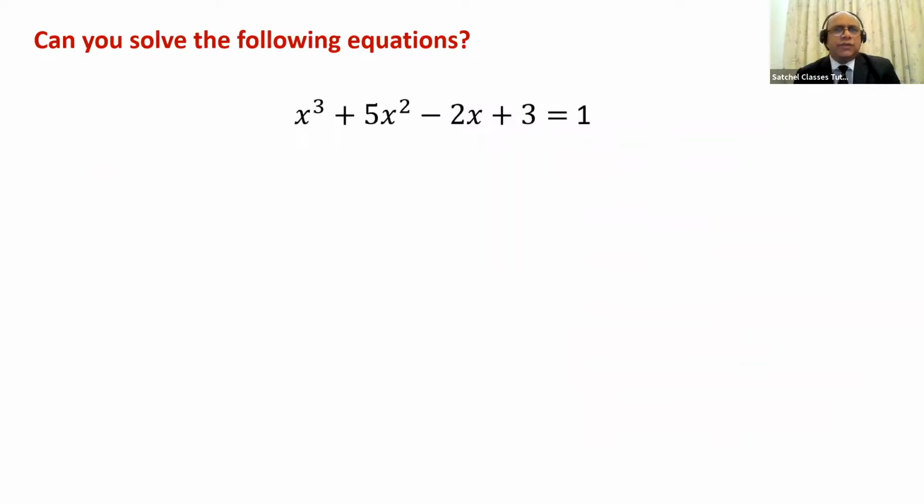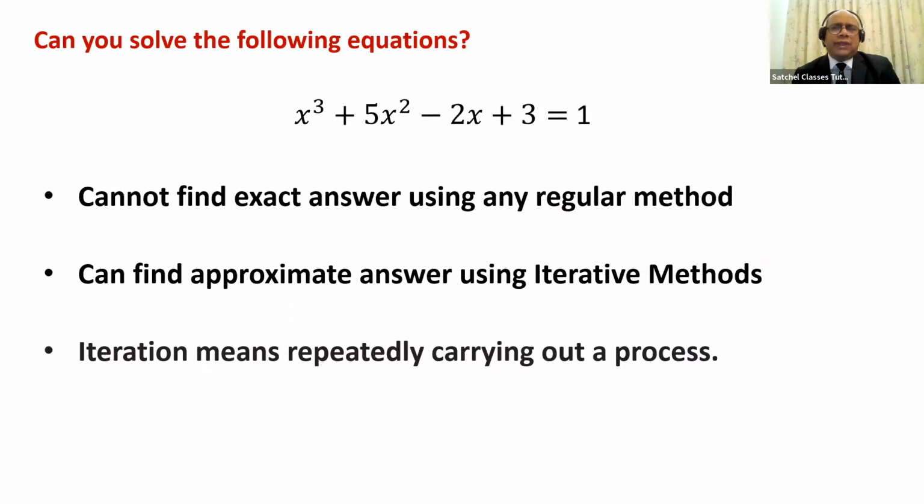However, if I present you with a higher order equation like this, x cubed plus 5x squared minus 2x plus 3 equals 1. Now, can you think of any regular method to get the value of x which satisfies this equation? Unless you know techniques of factorizing higher order polynomials, this cannot be solved using any normal method, right? So you cannot get an exact answer using a regular method. But what you can do is find an approximate answer using iterative methods. And that's what we are going to learn. How do we use iterative methods to get solutions to higher order equations like these?